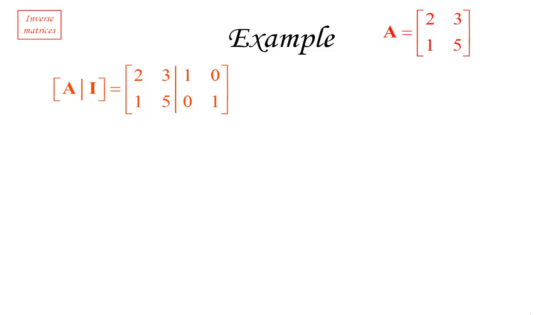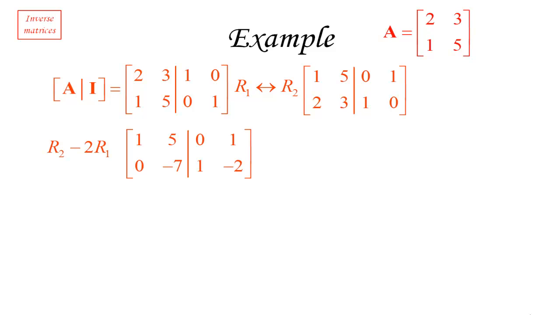And then I'm going to do a whole bunch of row operations, the usual ones. Switch the two rows. But notice I'm switching the two rows throughout. So it's not only the left hand side that I'm switching, but the right hand side as well. Then I'm going to do row 2 minus 2 row 1, but once again I'm going to do it throughout, not just at the left side.